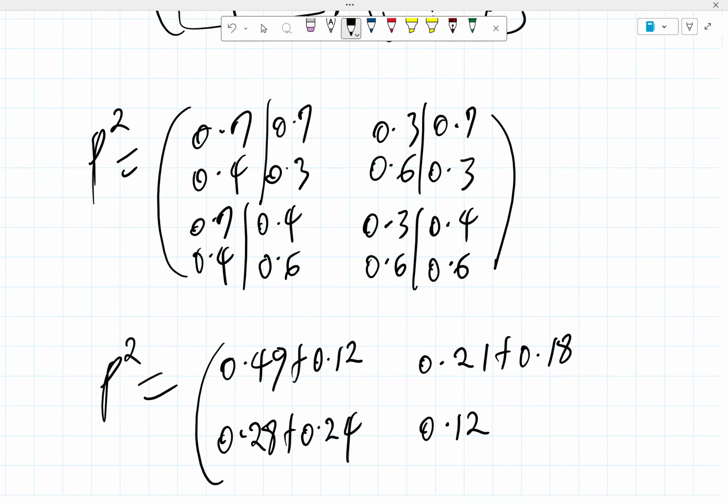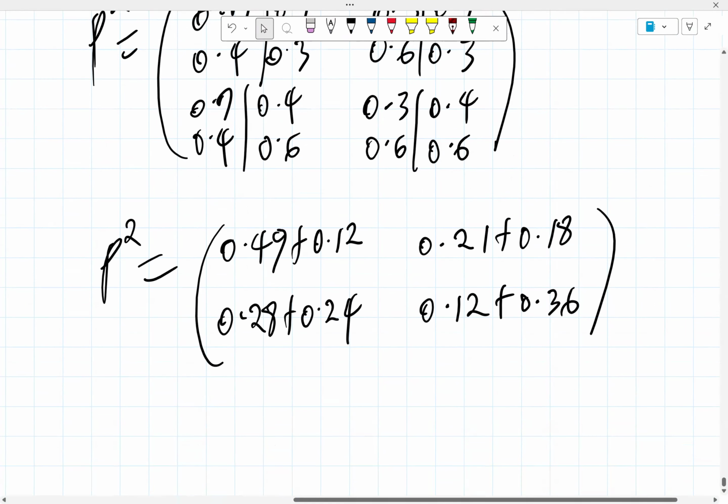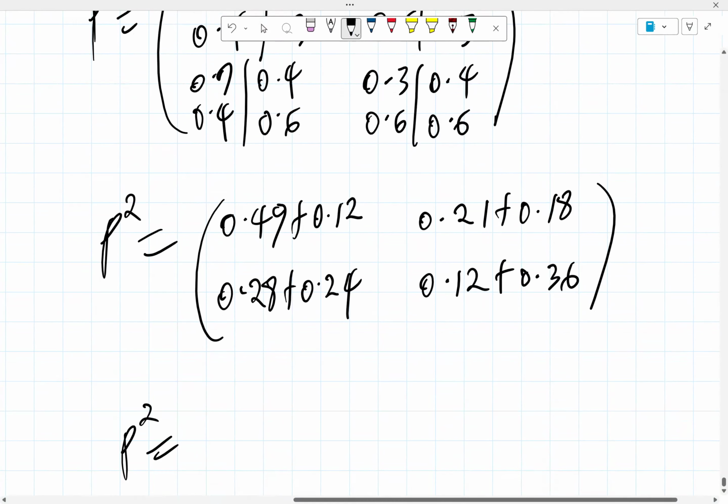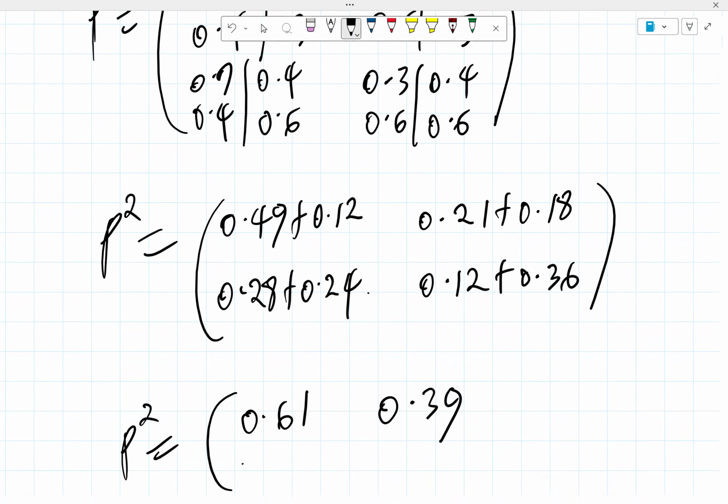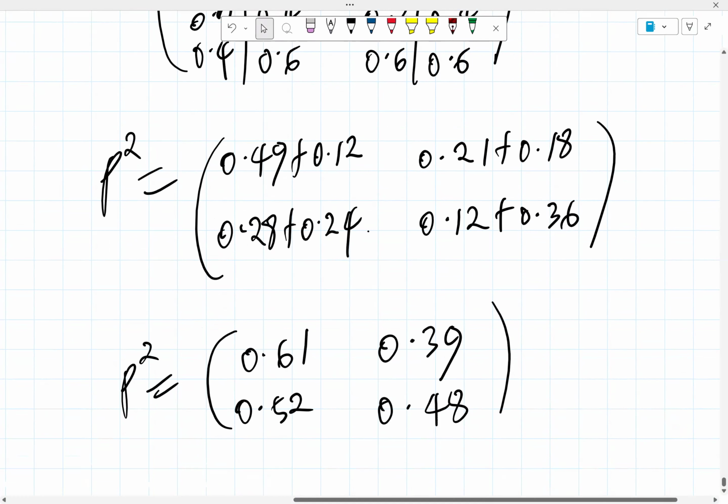Then down here we have 0.12 plus 0.36. So overall, P squared is 0.61 up here and 0.39 here, then here we have 0.52 and 0.48. You see, if you add this and this, you get 1. If you add this and this, you also get 1. So that's P squared right there.